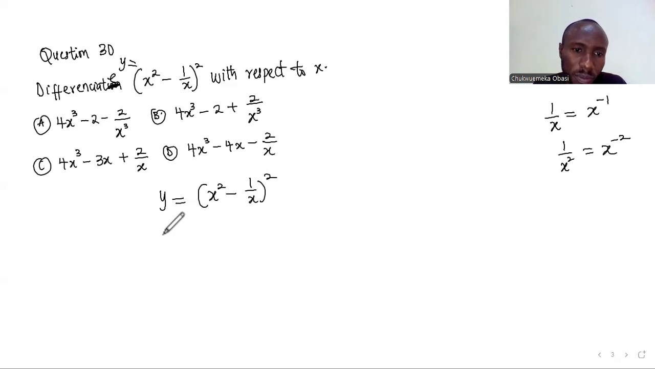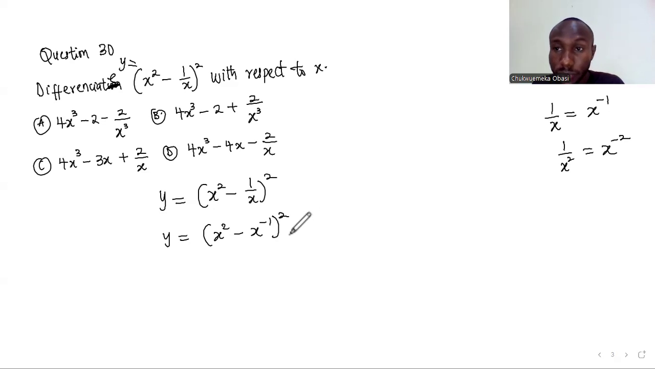So now I have y equal to (x squared minus x to the negative 1) all squared. You want to ask me, why do we have to transform this fraction to this index form? Because when we differentiate polynomial functions like this, we are interested in the power. So we want to make use of the power. We can't make use of this fraction like this. It's not making sense when you want to differentiate a polynomial function. That's why I have to transform it to this form.